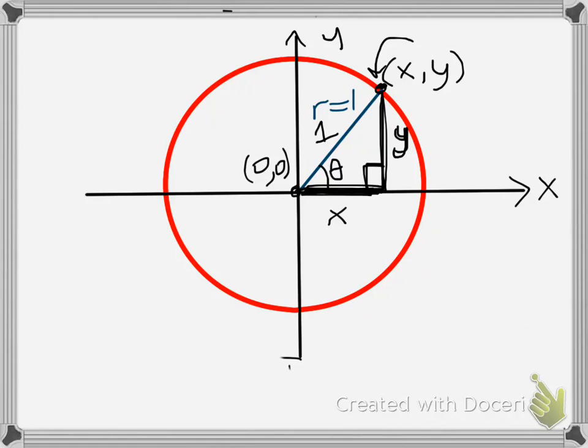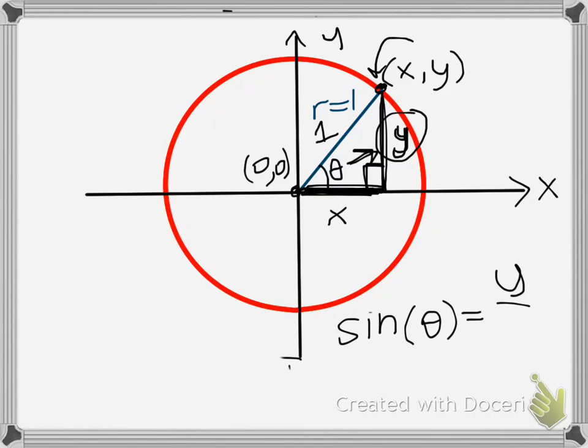Now, what would y be equal to? What is the sine of theta? Well, the sine of theta, this theta right here, equals y divided by the hypotenuse, since y is opposite to the angle, and then the hypotenuse is just 1. So we get sine of theta is equal to y.